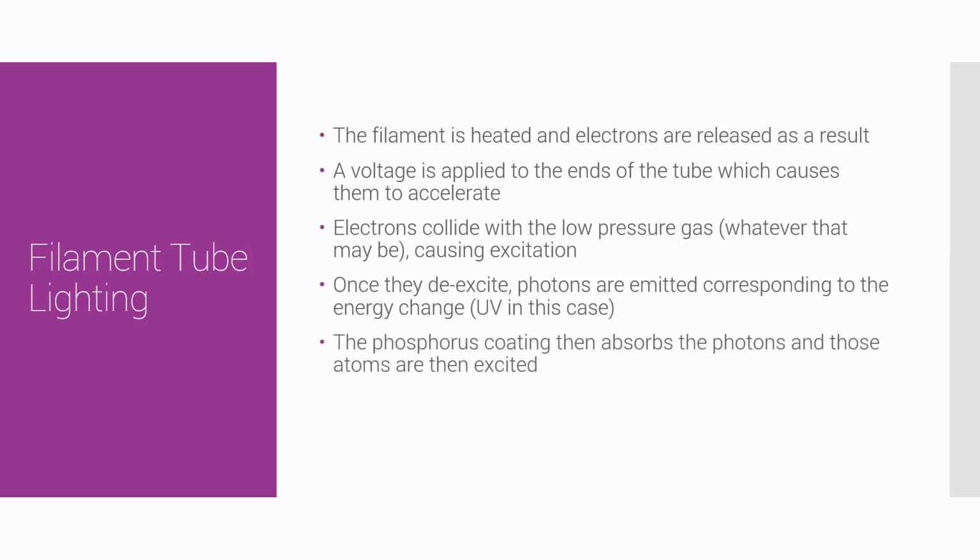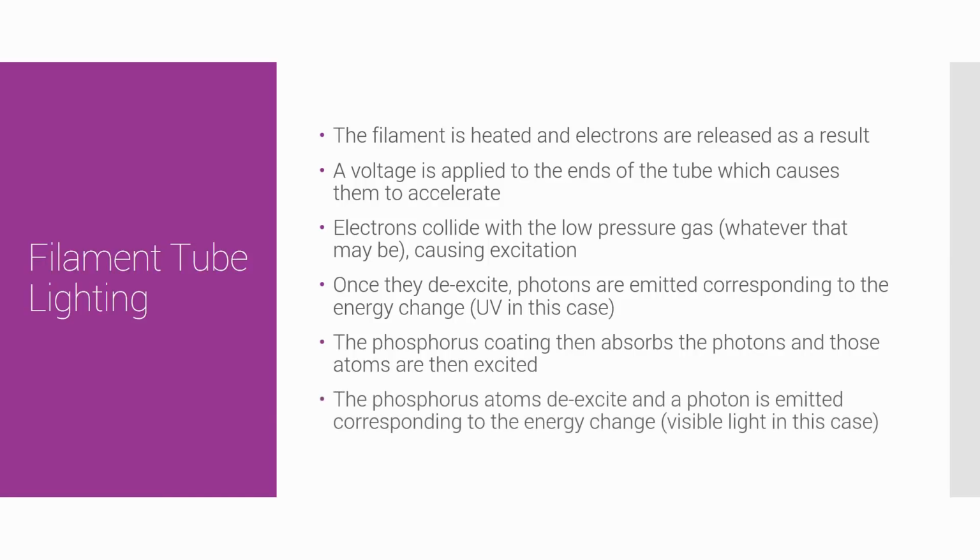Now UV light is dangerous, so the phosphorus coating on the filament tubes then absorbs the photons, and then those atoms are excited, and then they are de-excited, and a photon is emitted corresponding to the energy change, which in this case is visible light, which is the light we see and love.